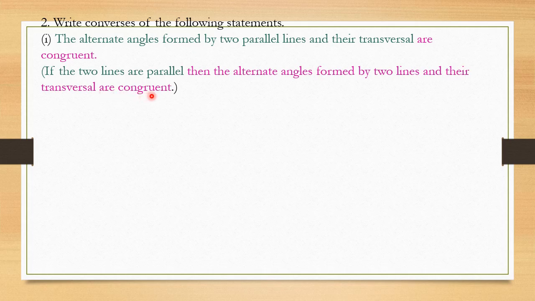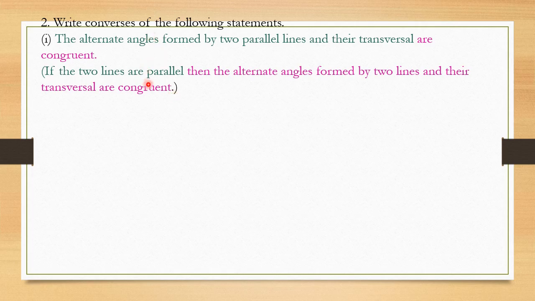Whenever there are two lines and a transversal, alternate angles are formed, and only then will they be congruent. So if the two lines are parallel, then the alternate angles formed by those two parallel lines and their transversal are congruent. So we get the if and then statement, that is, a conditional statement.